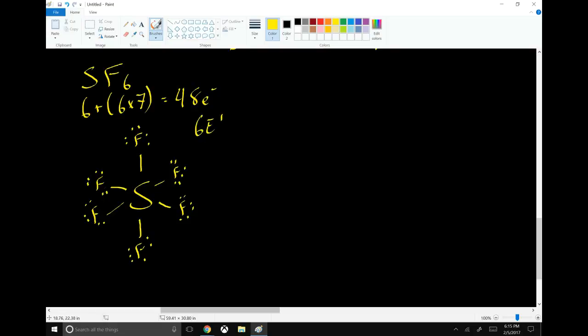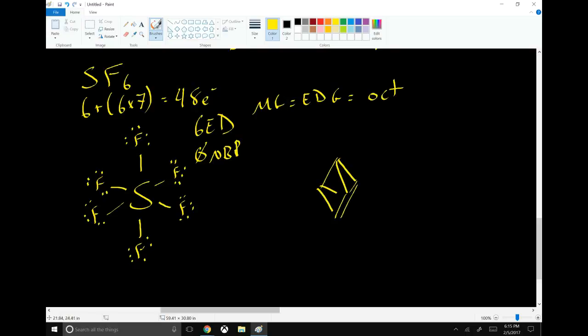We have 6 electron domains, 0 non-bonding pairs. So our molecular geometry equals our electron domain geometry equals octahedral. 2 square pyramids, butt to butt. All of our internal angles there are 90 degrees. Okay, so that does it for 6 and 0.